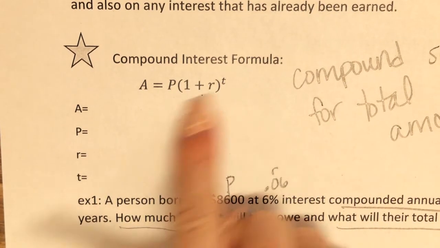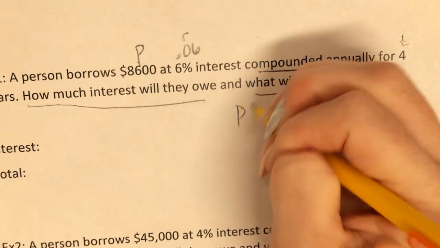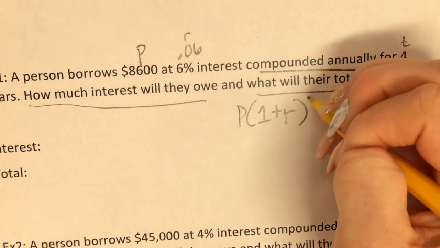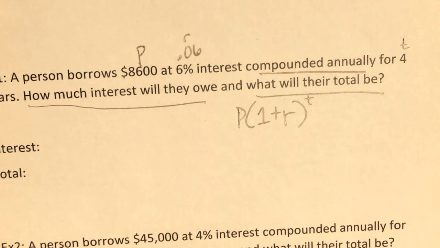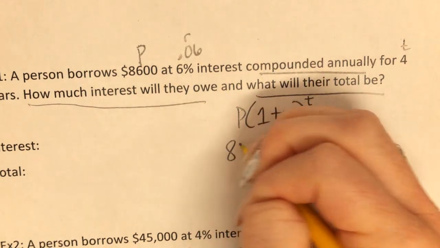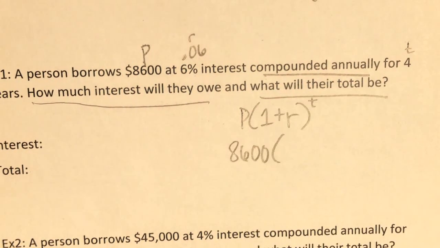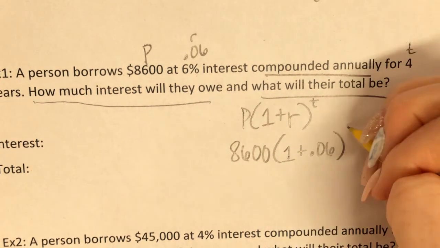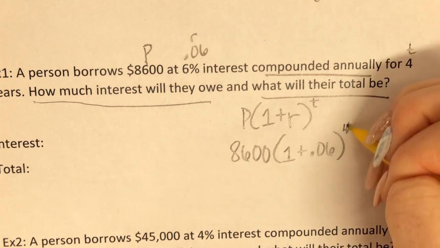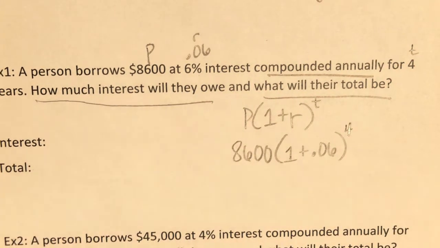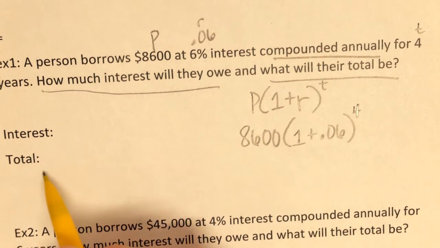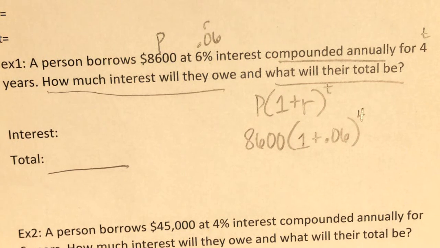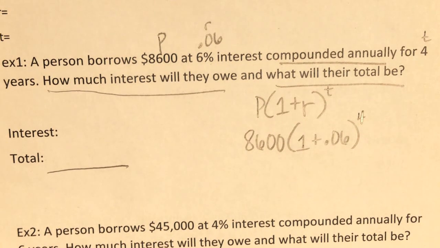Okay, well, the formula is, and if you look, here's your formula. Wake up, wake up. Write it down. P, open parentheses, 1 plus R, and the T is an exponent. All I'm going to do is plug those numbers in. Instead of P, I'm going to write 8,600, open parentheses, 1 plus my R, so 0.06, close parentheses, and the 4 is an exponent. Now, once I find that answer, it's going to go right here. Because compound formula solves for total, right?